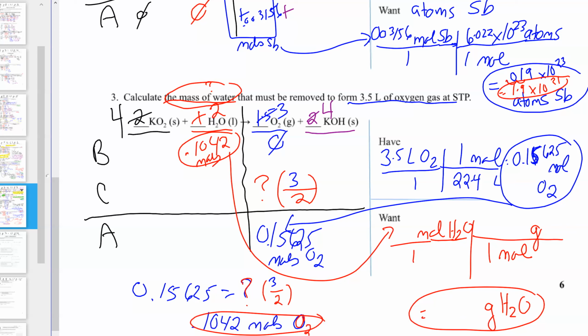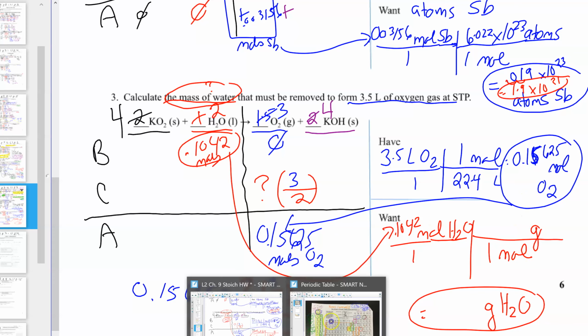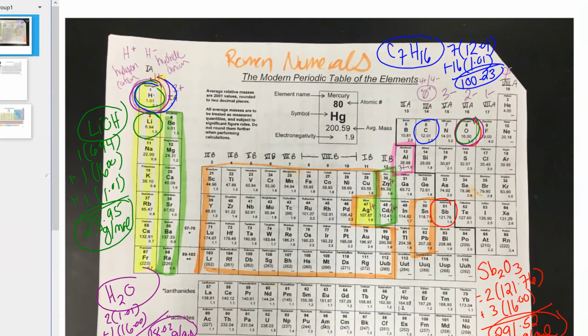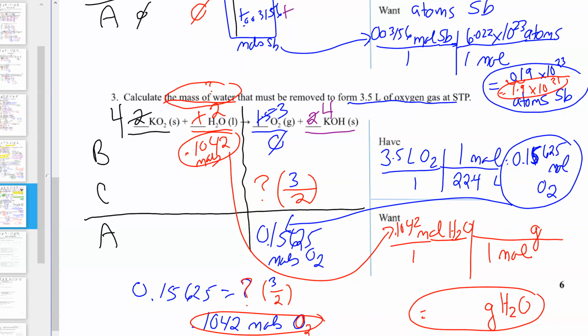So this number, 0.1042 moles of water, I need to convert the moles to grams. So we go to our handy dandy periodic table of science. Let's find the molar mass for water. So 2 hydrogen, 2 times 1.01, plus 1 oxygen, 18.02 grams per mole. So water has a molar mass of 18.02 grams per mole.